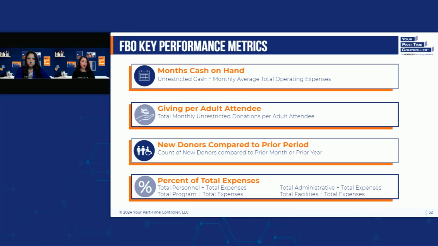And then last but not least, the percent of total expenses. So we alluded to this earlier for those of you who don't prepare a statement of functional expense. You can instead look at your percent of total expenses. And so what we like to do for our clients is to help organize their chart of accounts between which of those are personnel, which are programs, which are administrative, and which are facilities, so that we can get that snapshot of how each one of those categories is doing in comparison to total expenses for that period.